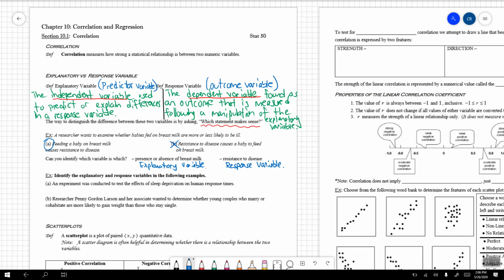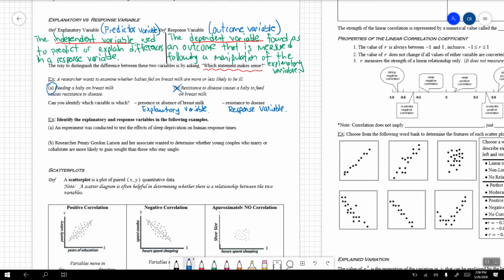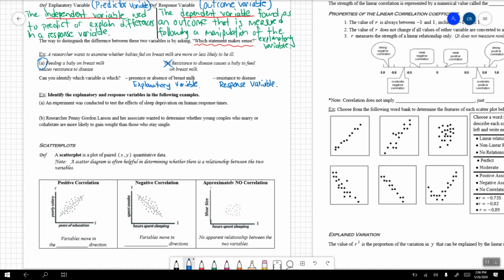All right, so again, very different from when we work in algebra, when we look at our x as an input, our y as an output. In here, we start classifying explanatory versus response, and then we start observing how those relationships work with one another. All right, so on this next example, we want to identify the explanatory and response variables in the following examples.